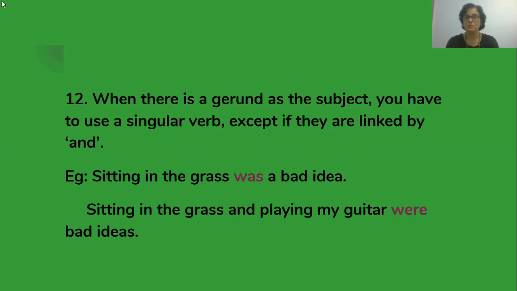So let's go back to this. When there's a gerund as the subject, you have to use a singular verb, except if they are linked by and. So in the first case, you have sitting in the grass. You're talking about sitting in the grass was a bad idea, so you have a singular verb there. But look at the second example. Sitting in the grass and playing my guitar were bad ideas. And the second case, I've used were, not was. Why? Because I have two gerunds there and they are separated by the word and.